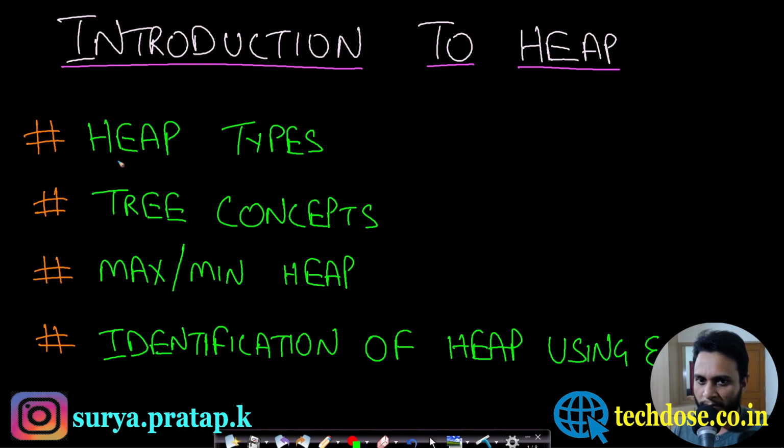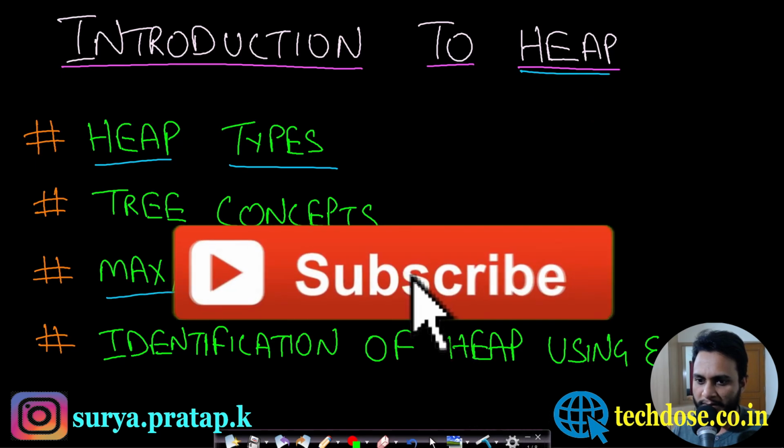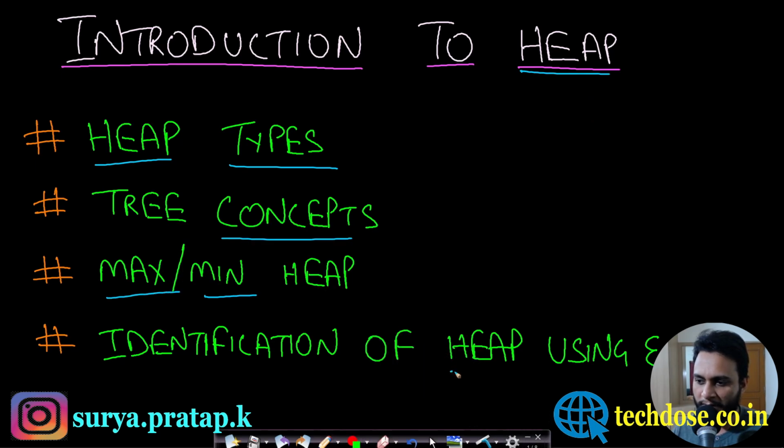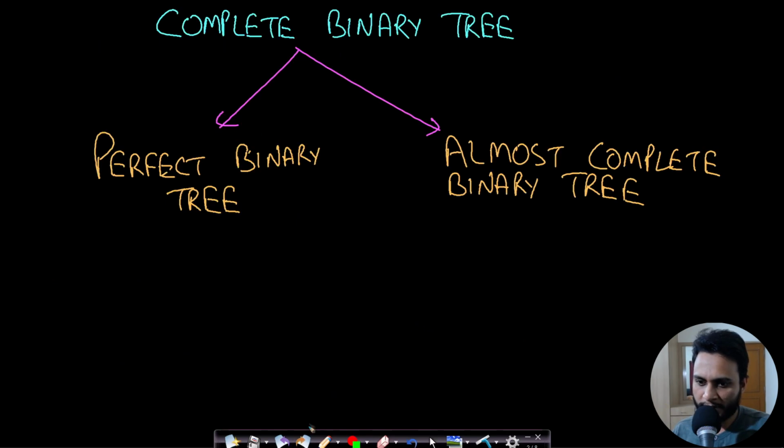In this video we will see the heap types along with the tree concepts which are required in order to understand the heap data structure. Along with that we will see the max heap and min heap and how to identify heaps. Okay, so we will see that using examples. So let us first quickly look at the tree concepts.